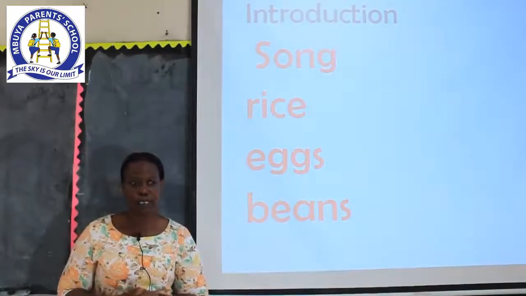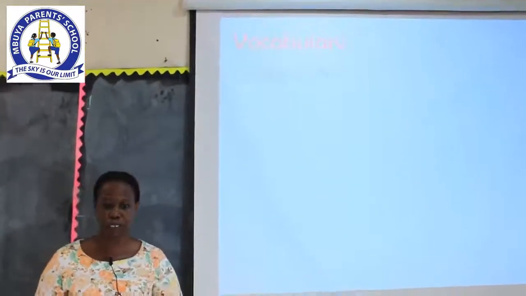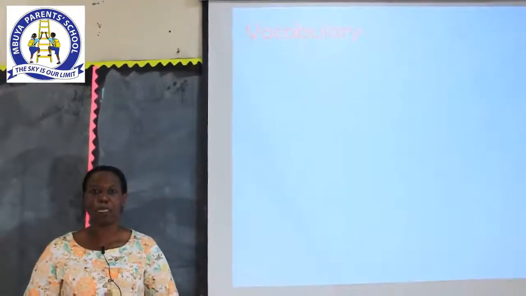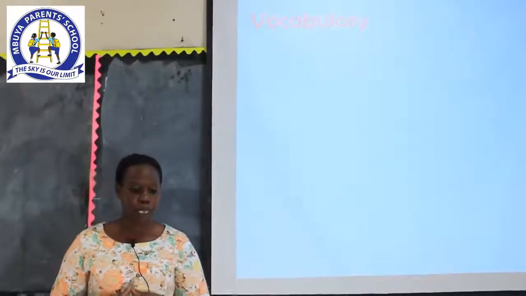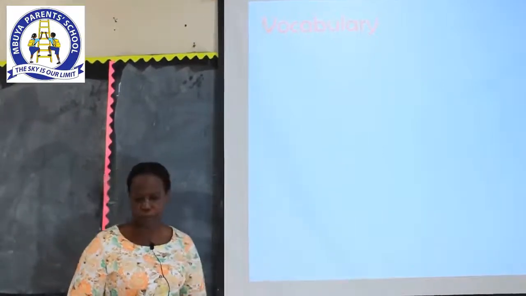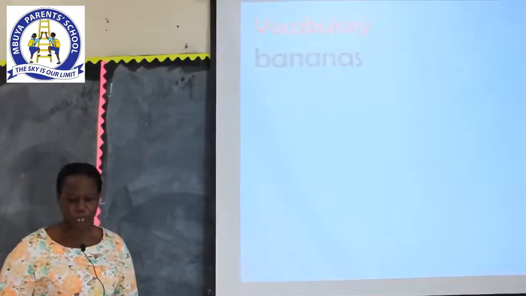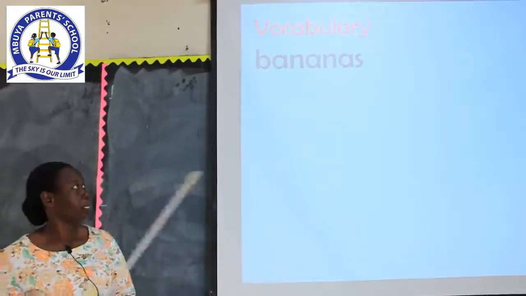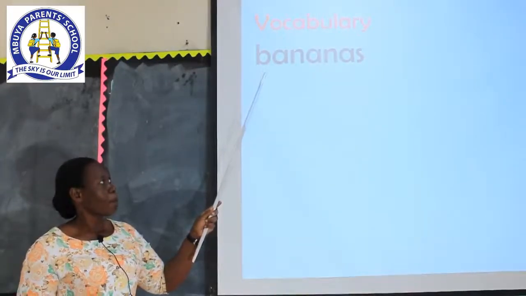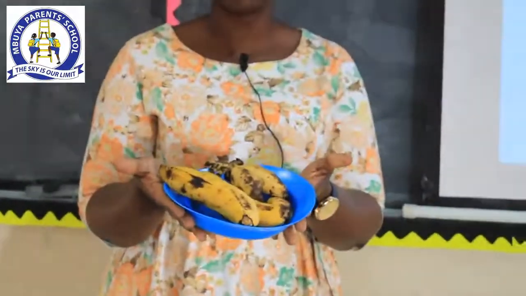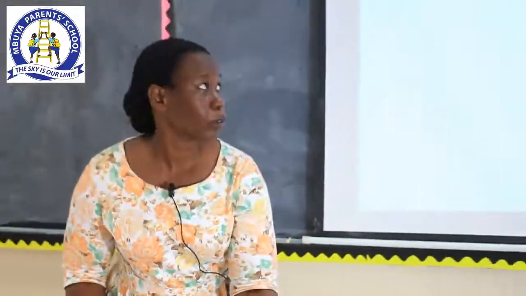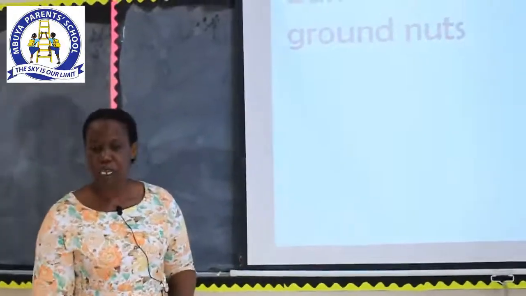Okay. Having looked at that, the next thing we shall be looking at is the common words related to food. We are going to give these words one name, that is vocabulary. So we are going to be looking at the vocabulary. Our first word is bananas. We have the bananas here. These are bananas. Good. The next word we are going to look at is groundnuts.